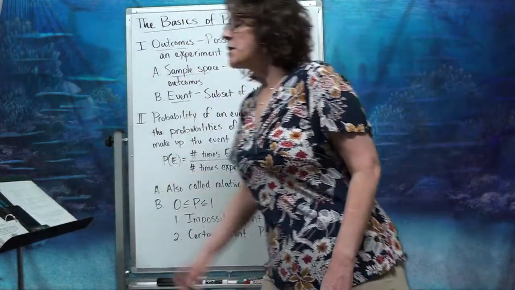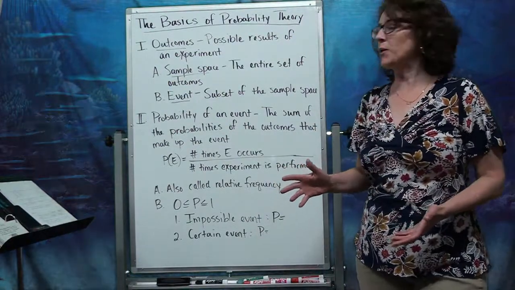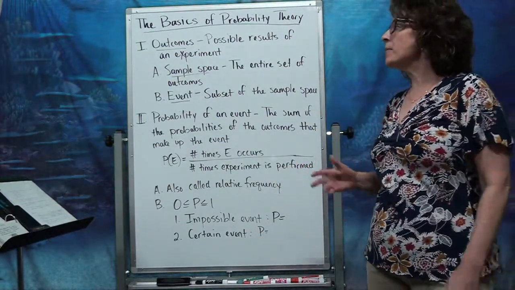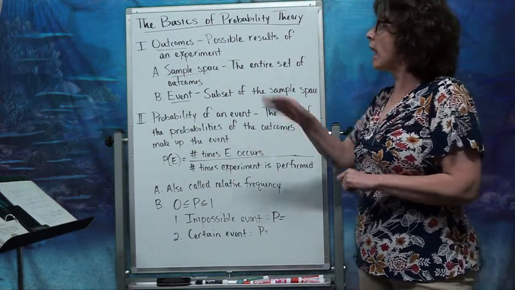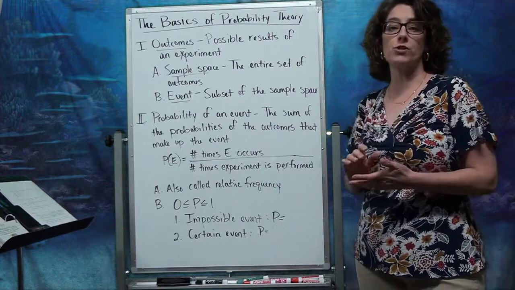All right, but we are not going to disappear. We are going to take a look at probability and the probability of things happening. So first we need the definition of what outcomes are. Outcomes are possible results of an experiment.